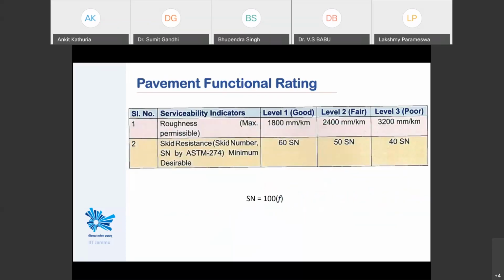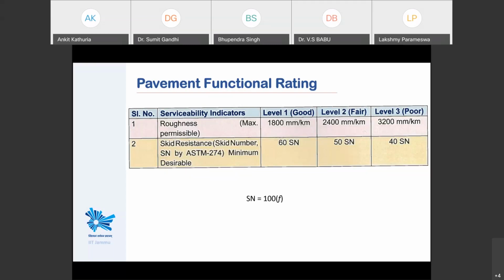So by now we know that we have estimated the roughness value in terms of mm/km, and we also have the skid number value with us. Based on these two values, we'll give the pavement functional rating. Like the previous rating was the pavement condition rating, and now the second is the pavement functional rating. This rating is also in terms of good, fair, and poor, and is divided into level 1, level 2, and level 3. Level 1 is usually for the newly constructed road, and level 3 is for little old roads.